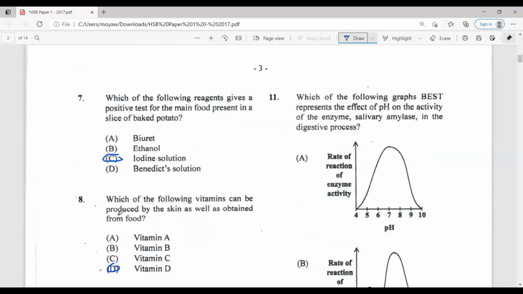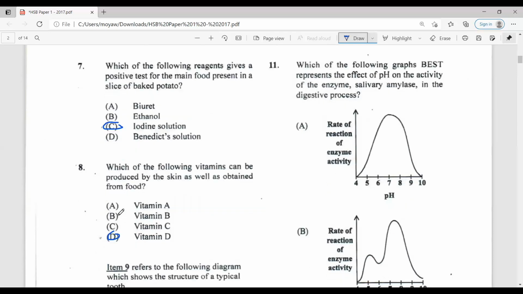Next question. 11. Which of the following graphs best represents the effect of pH on the activity of the enzyme salivary amylase in the digestive process? So we have to remember that salivary amylase is a basic enzyme. So it's a base, all right? And it normally has a pH of about 7 to 8. So it works best, rather, that I should have said that. So salivary amylase works best around 7 to 8 pH. All right. So that would have been roughly its optimum pH, somewhere there.